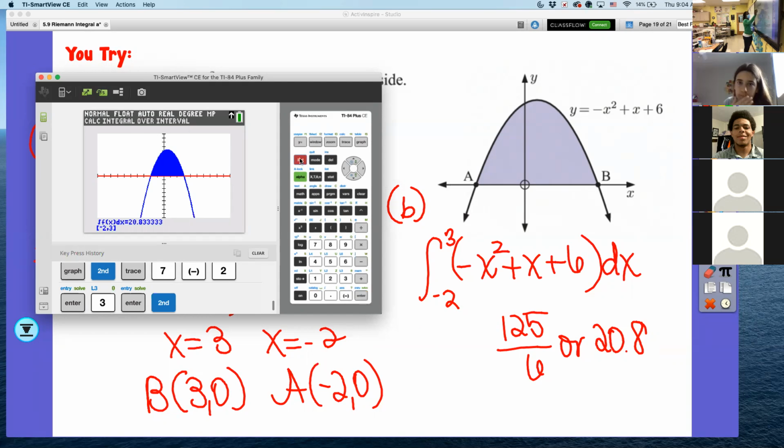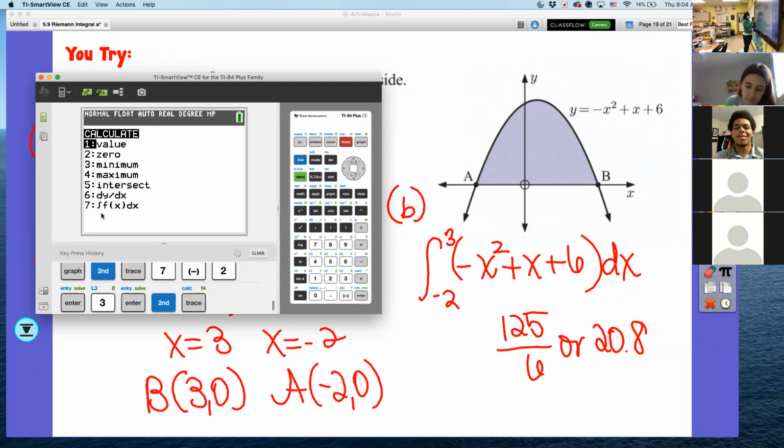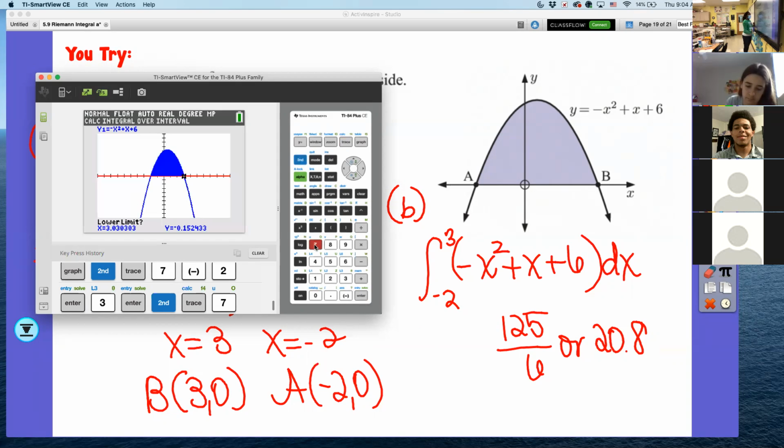So you go to second trace, option 7, because 7 is the one for the integral. That's the integral symbol. At the bottom, it says lower bound. So you type in whatever your lower bound is. So that's -2. Wait, how did you type it in? Just -2. Oh, you have to press the parentheses with the negative sign? Yes, because if you press this button over here, you're pressing minus. You don't want to do that. You want to do -2.